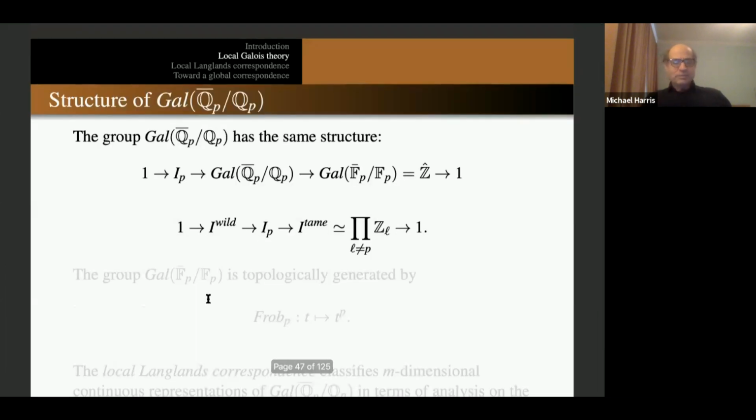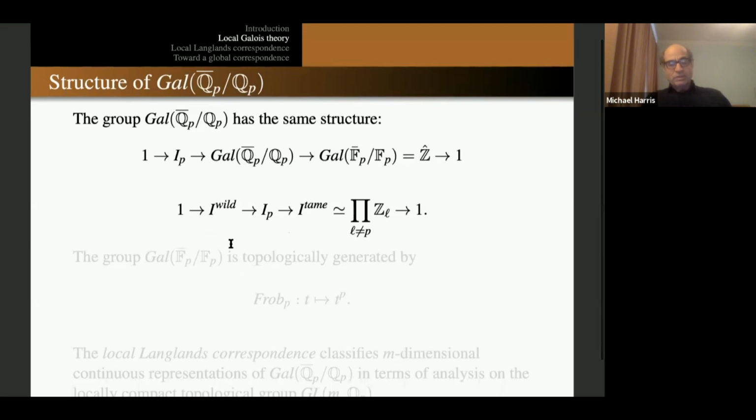But now, all that was just meant to motivate the Galois group of Q_p bar over Q_p. It has the same structure. It maps to the Galois group of F_p bar over F_p, and that's Z hat. This is the same as for the curve over a finite field, and it has a kernel, which is the inertia group. It has a tame part, which is exactly the same as what we had before, and then a wild part, which is a pro-P group, whose structure is still, even now, quite mysterious. All right.